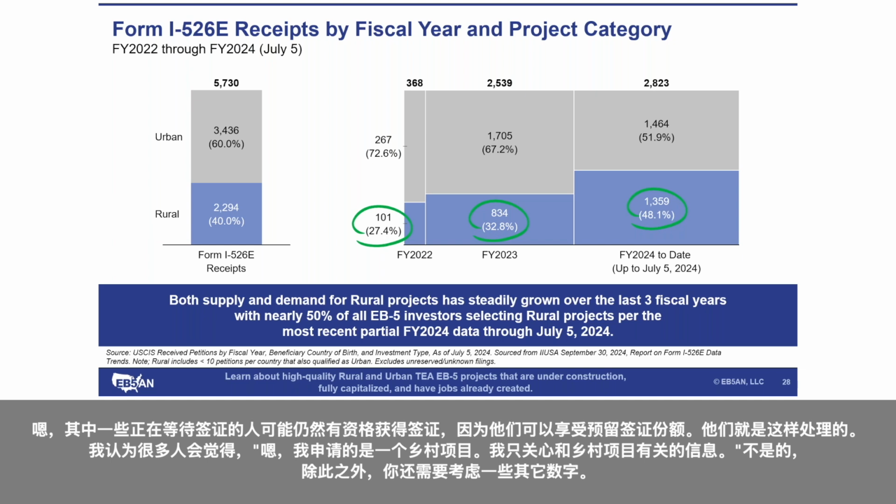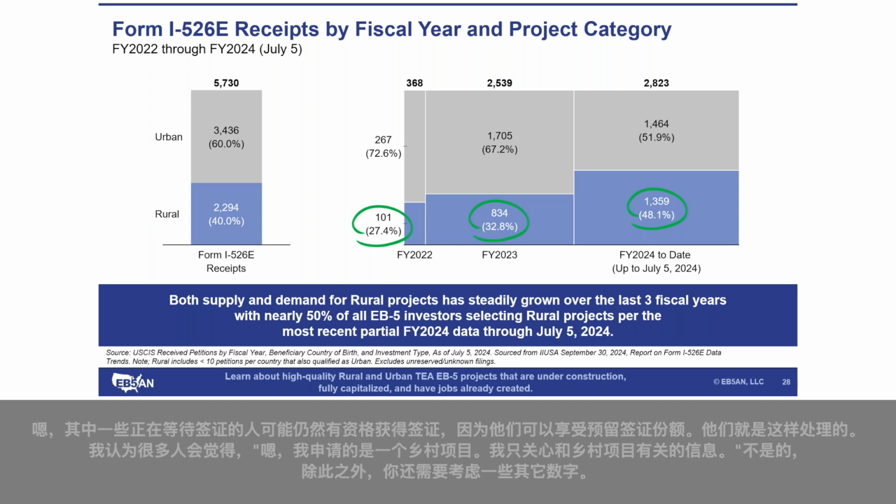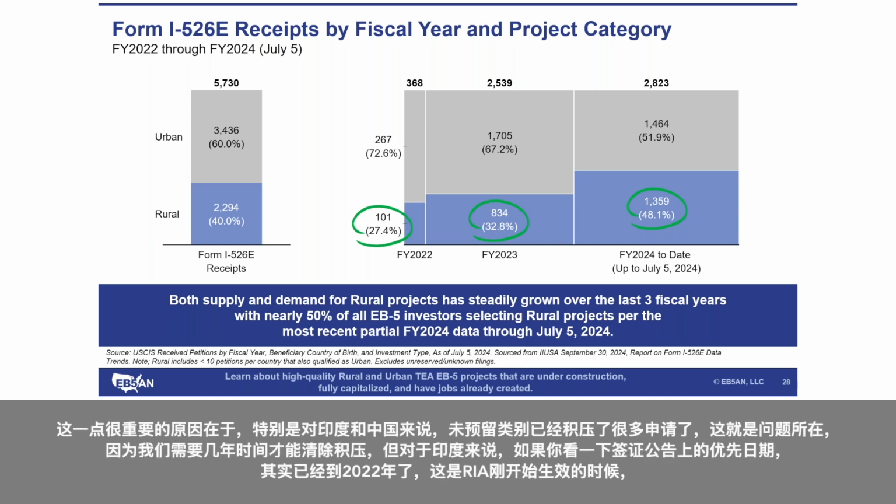And I think a lot of people often think, well, I'm filing in a rural project, I'm only looking at the rural thing. No, there's numbers aside from that as well that you need to consider. And the reason why this is important, especially for India, like I think China, there's a long backlog in the unreserved category, and that's where the problem really lies in terms of understanding how long that backlog is, because it's going to take several years for us to clear that backlog.